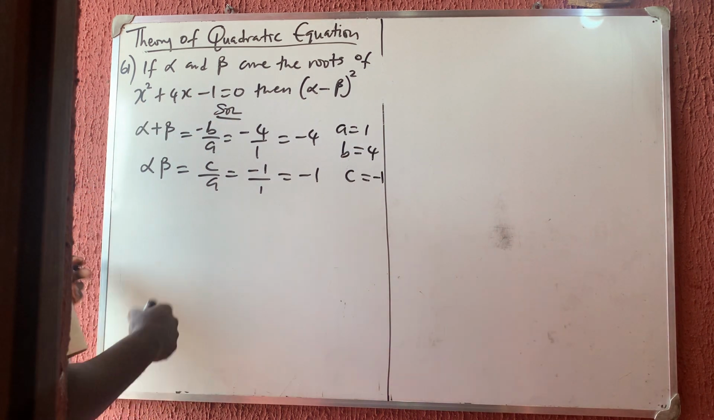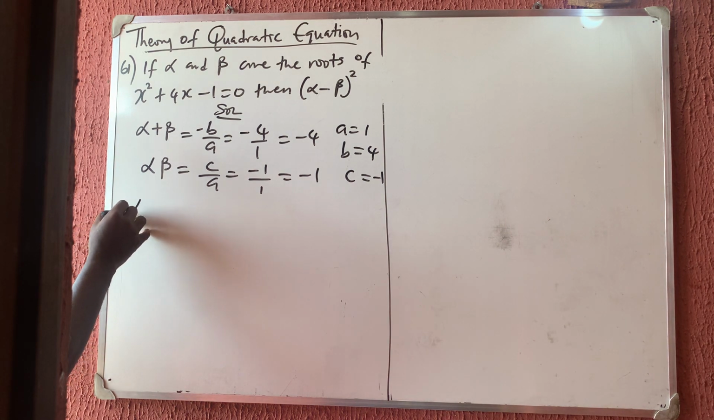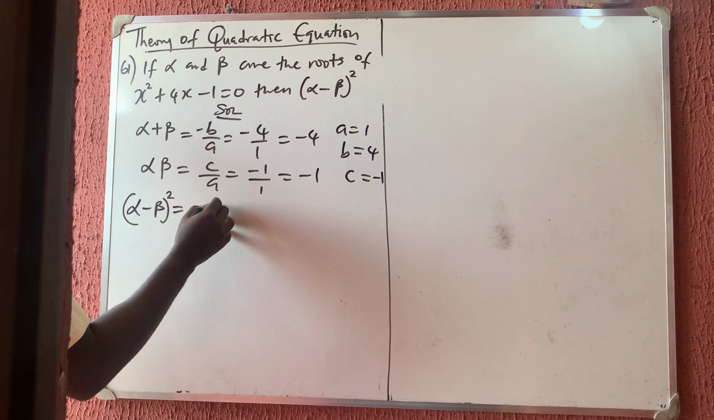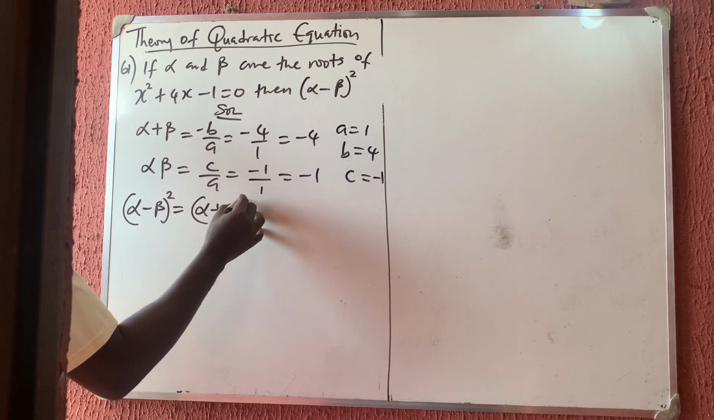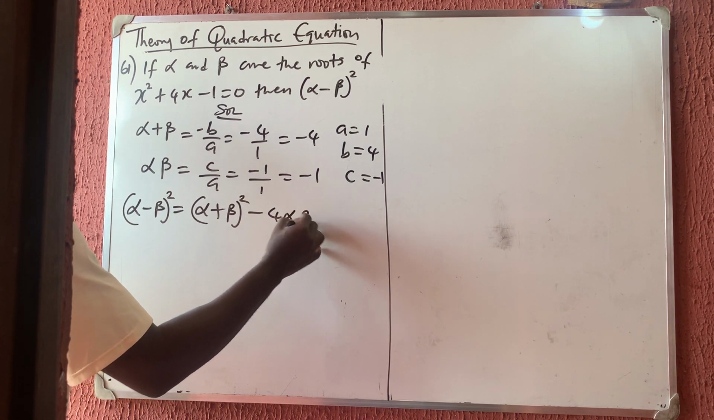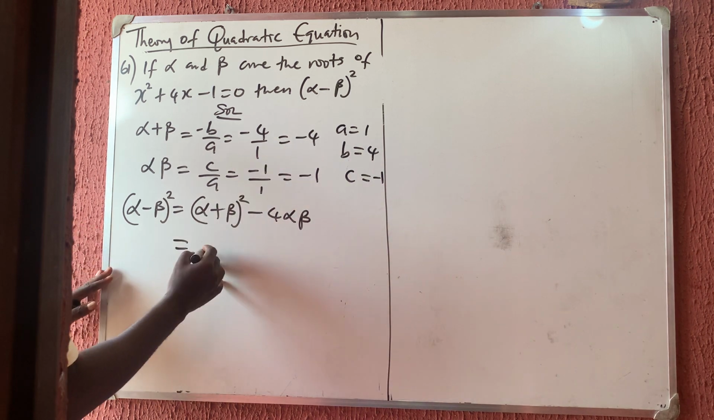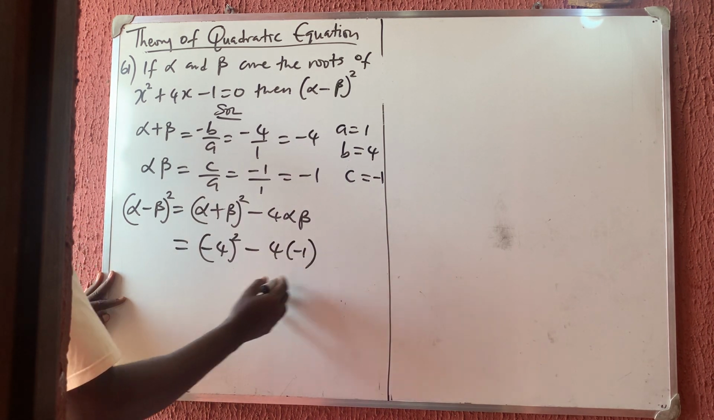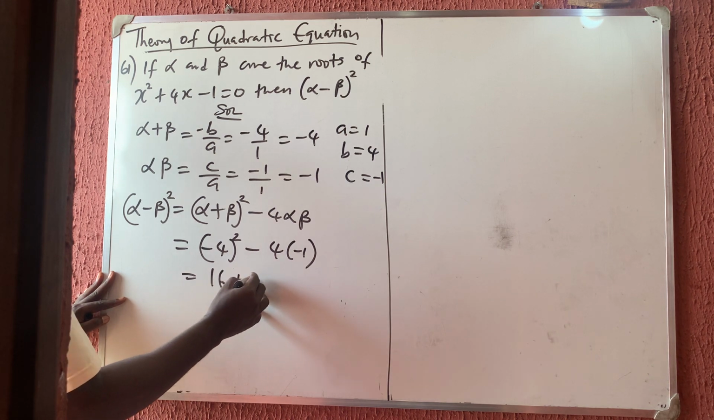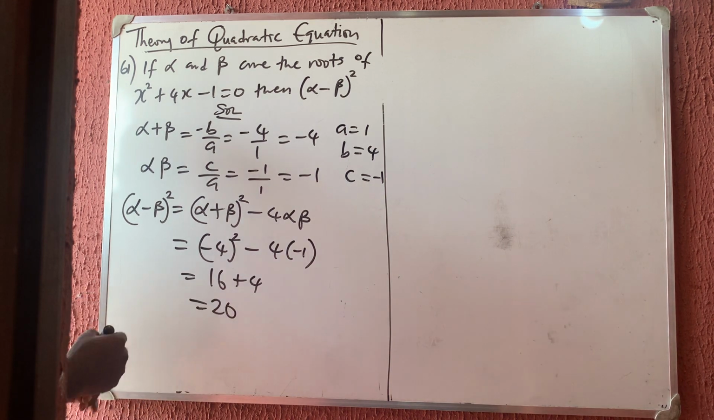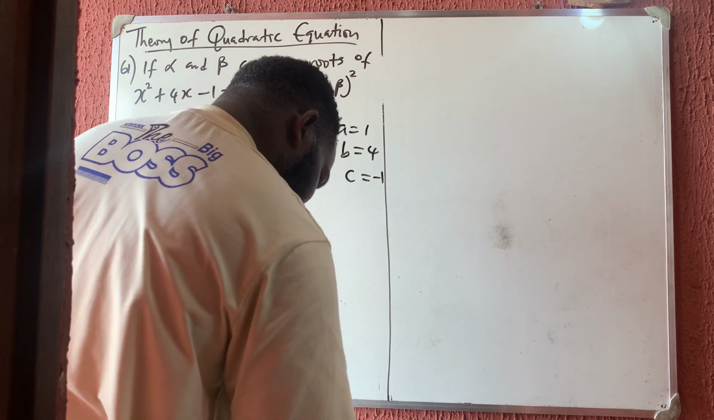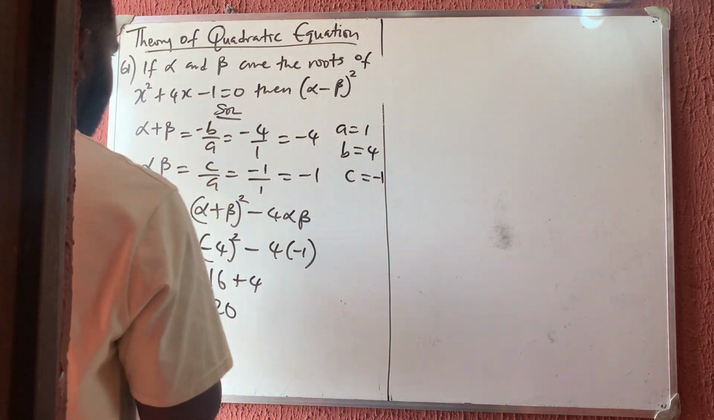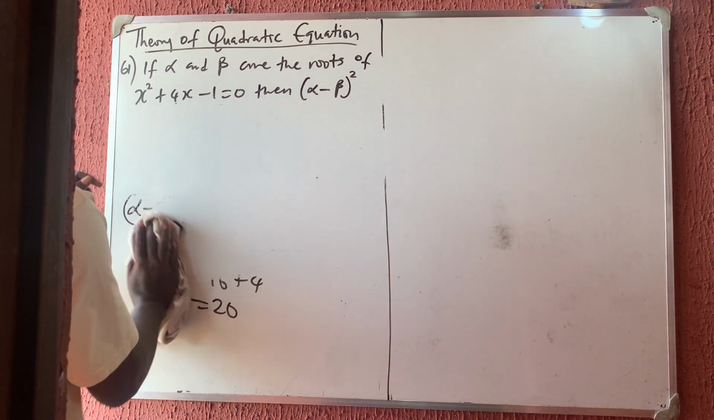After that, you need to know this formula, that alpha minus beta all squared is equal to alpha plus beta all squared minus 4 alpha beta. So if you now put it, you're going to have minus 4 all squared minus 4 into minus 1, which is 16 plus 4, which is 20. All right, very, very simple. So the next one, question number 62.